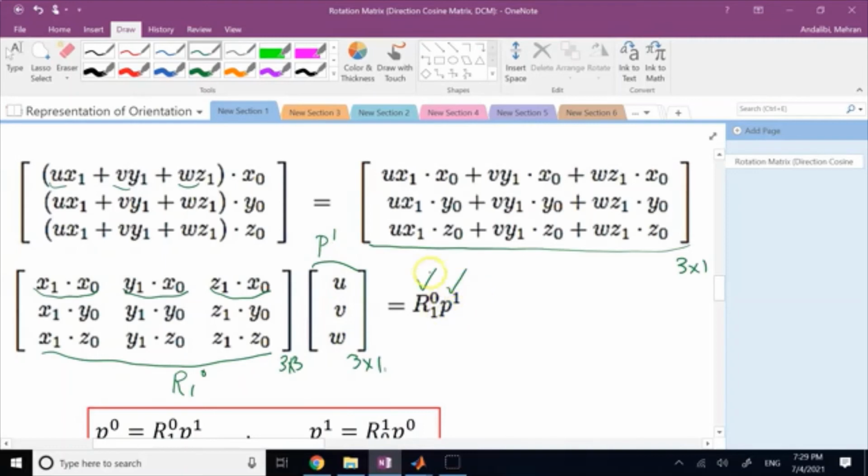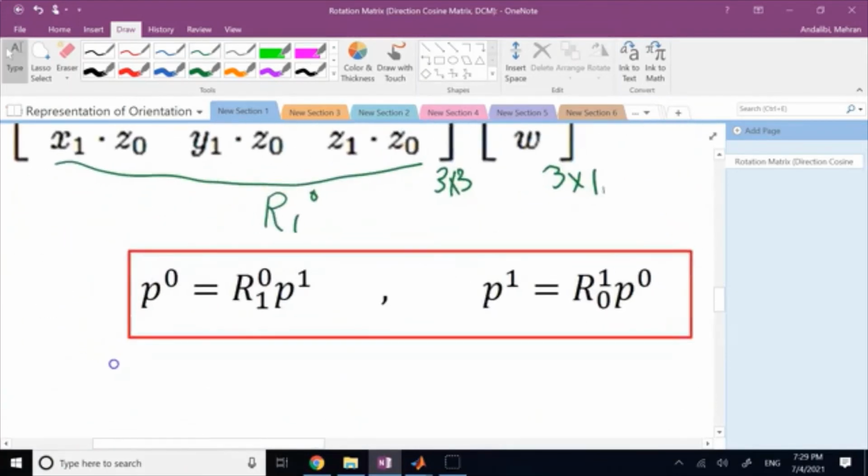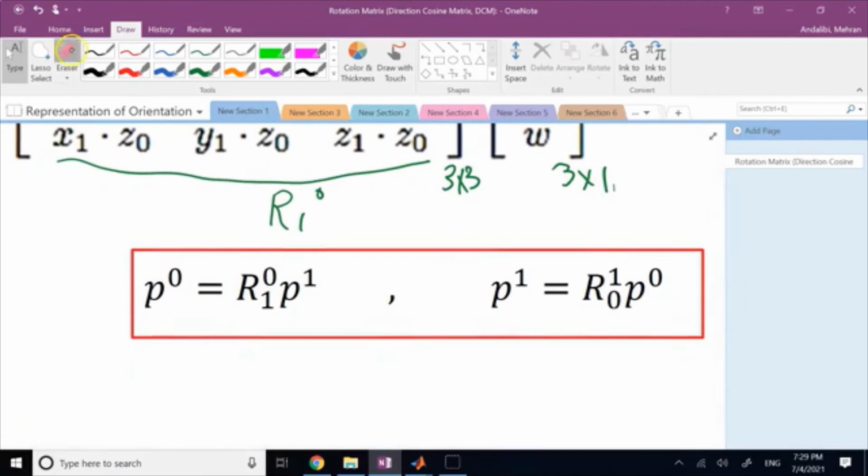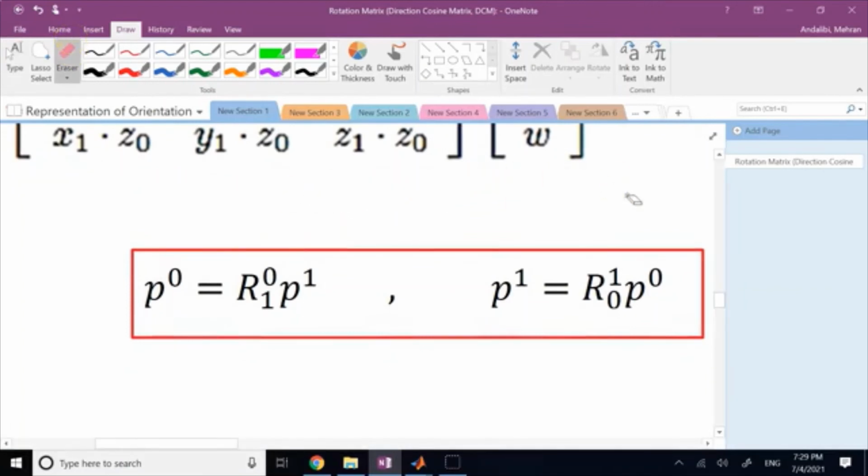Right? So if I have P of 1 pre-multiplied, or multiplied from the left side, by R1, 0, it takes you from frame 1 to what? Frame 0. So I get this very important conclusion. And that's one of the most, I would say the most, important uses of the rotation matrix: projecting a vector from one frame to another.